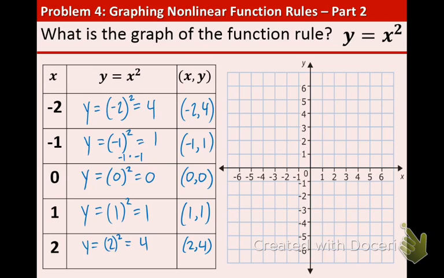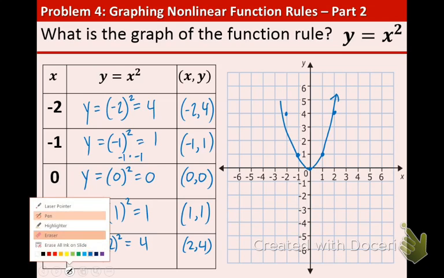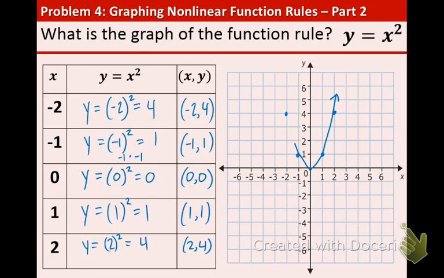So let's plot those points. We have -2, 4. -1, 1. 0, 0. 1, 1, and 2, 4. Connect those. Whoop, missed it. Let's try again. Okay, there is our graph. It is called a parabola. We will be looking at these more in depth later on in the school year. But as you can see, this is definitely not a linear function, so it's called nonlinear.